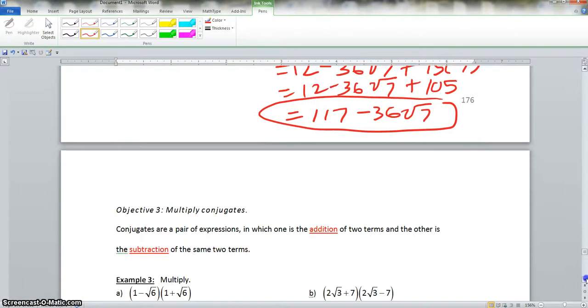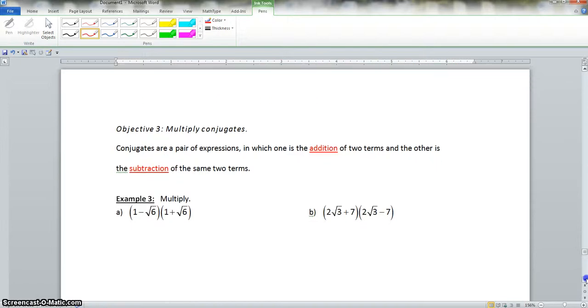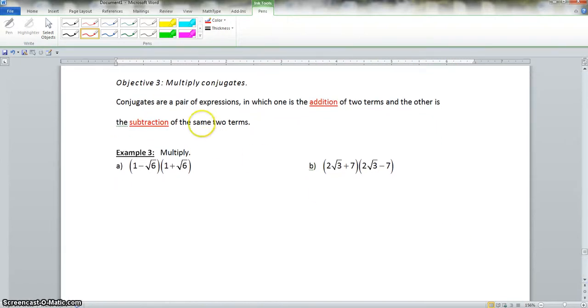Now we scroll down here to objective 3. And it says multiply conjugates. Conjugates are a pair of expressions in which one is the addition of two terms and the other is the subtraction of the same two terms. So now we multiply. Now these are conjugates. We have two terms here. One is subtraction, one is addition.